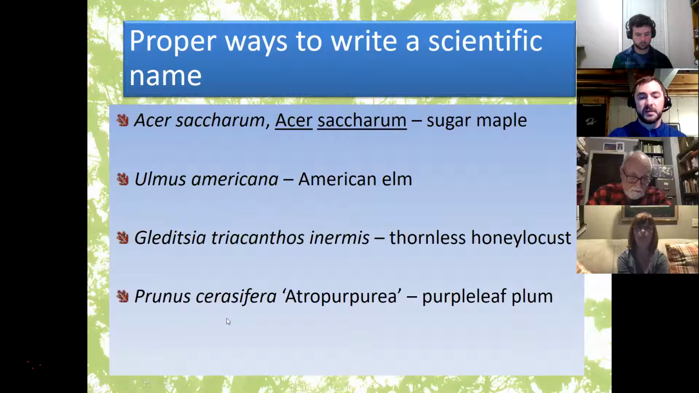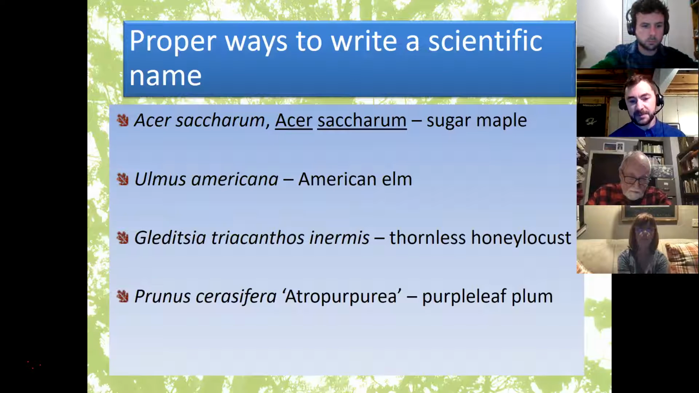And then the last one there, that's purple leaf plum. That's how you would write a cultivar, something that's not naturally propagated. So again, italicized, but that's that purple leaf plum. That Atropurpurea is the name that has been given, and it's capitalized and put in parentheses. I'm spending almost maybe too much time on this, but it hit that point that someone brought up.